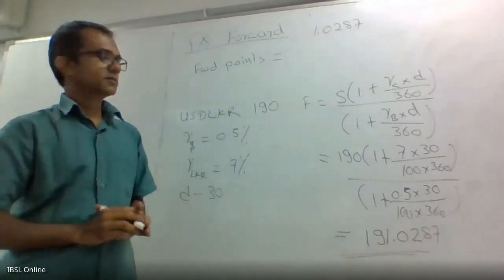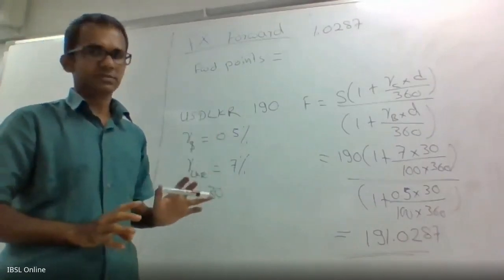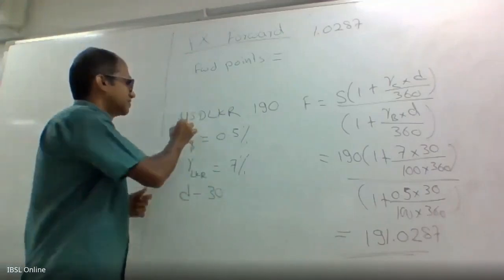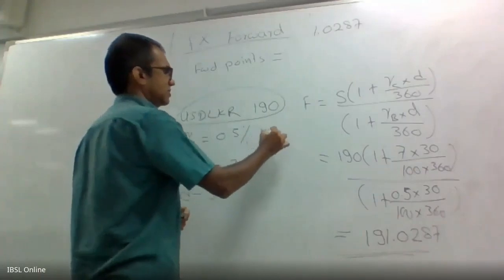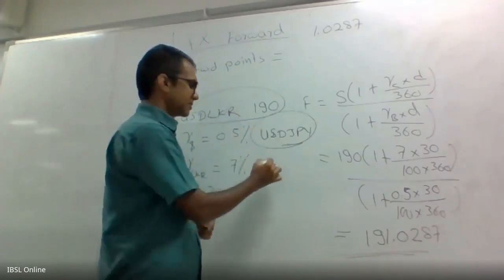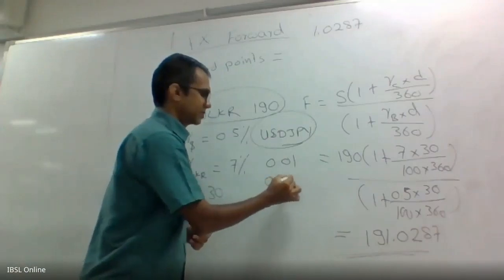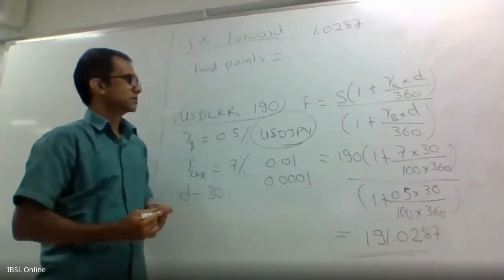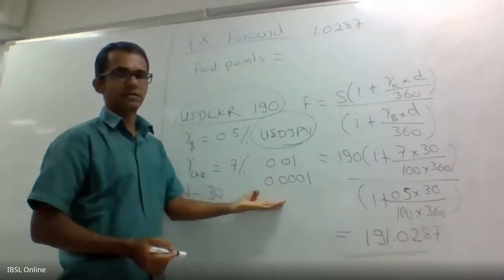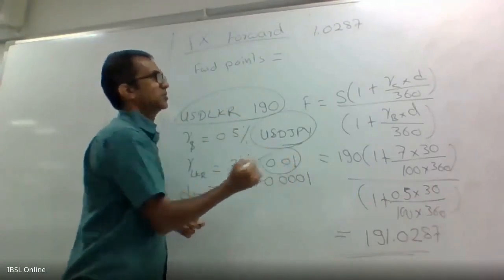But remember, we don't generally express forward points in decimals, but in points. Currencies like USD LKR and USD JPY, the point is defined as 0.01, not as 0.0001. Currencies like dollar LKR, dollar JPY, dollar INR, dollar Taka, things like that. So only 2 decimal places.